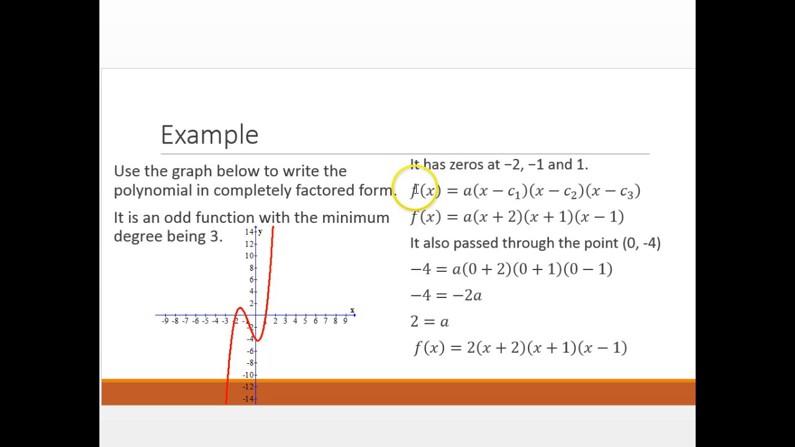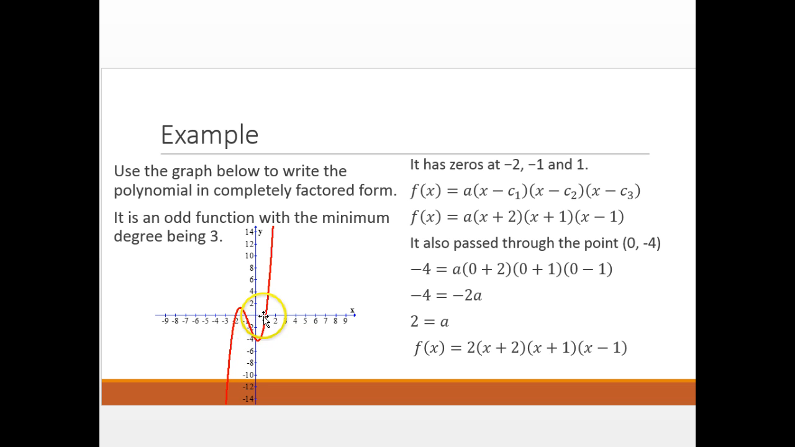So if I write this function, this is f of x equals a times x minus c1, x minus c2, and x minus c3. So f of x equals a times x plus 2 times x plus 1 times x minus 1. Now we still don't know what a is. We cannot assume that it's 1. We have to actually calculate it. We have another point on this graph, the point 0, negative 4.